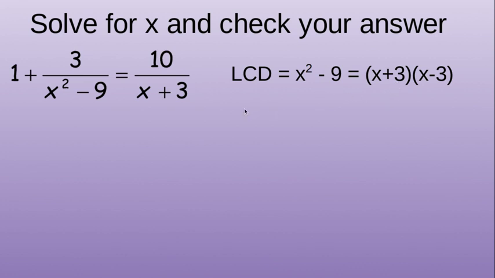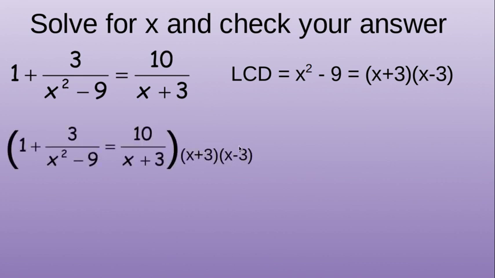So we're going to multiply through this equation, every term, by the LCD, x plus 3 times x minus 3. When we distribute to the first term, which is just 1, we get x plus 3 times x minus 3, which we already said before is x squared minus 9. When we multiply it by the second term, the x squared minus 9 will cancel with both of these, and we're left with just plus 3. And then when we multiply it by 10 over x plus 3, the x plus 3's will cancel, and we'll distribute the 10 to the x minus 3. So we're going to end up with this equation.